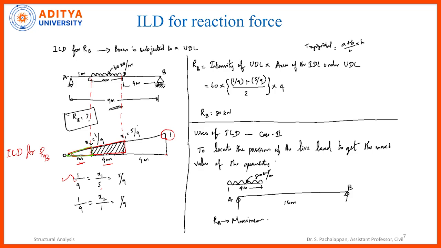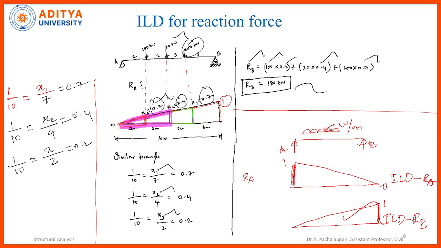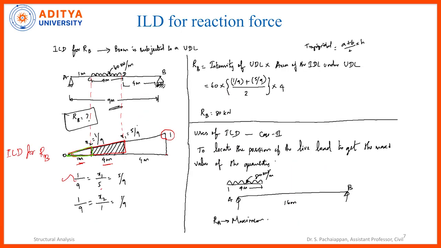But if you see the point load, I'll go back here. Point load means the load multiplied by the ordinate. That's it. The summation of load, for example, 100 kilonewton multiplied by the corresponding ordinate, plus the next load multiplied by the corresponding ordinate. But in this case, we need to calculate the load multiplied by the area of the shaded portion, where exactly the UDL is acting. So, you see RB is nothing but the intensity of the UDL multiplied by the area of the ILD under the UDL. So, the shaded portion is the area of the ILD under the UDL. So, 60 is the load multiplied by the area.